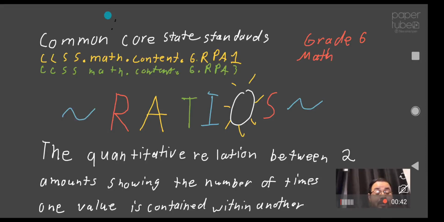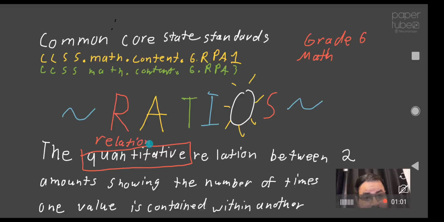Now you're probably wondering, what in the world does that mean? So let's start with quantitative. Quantitative just refers to numbers. So what it's saying here is the relationship between numbers.